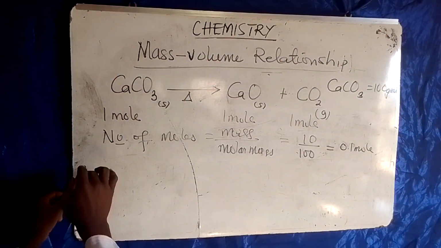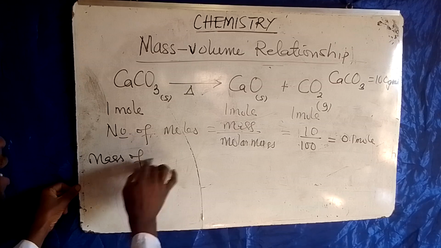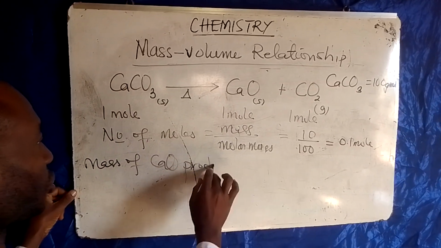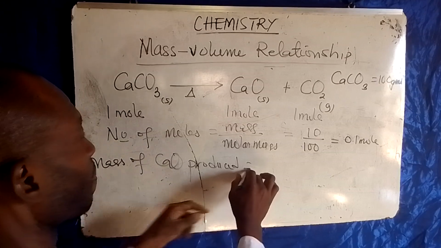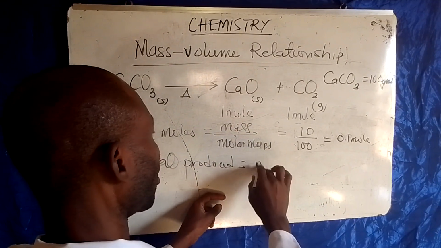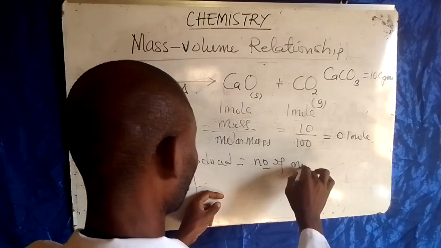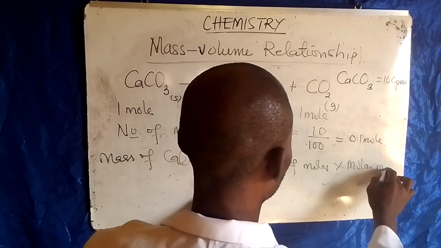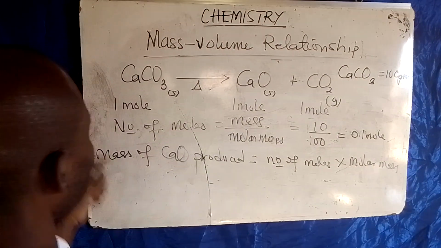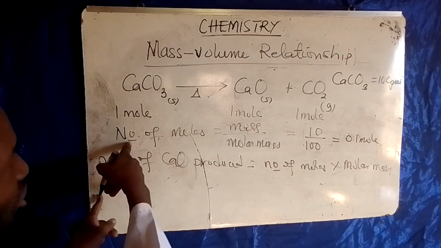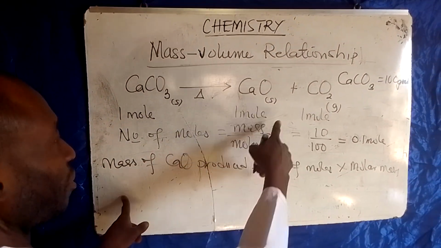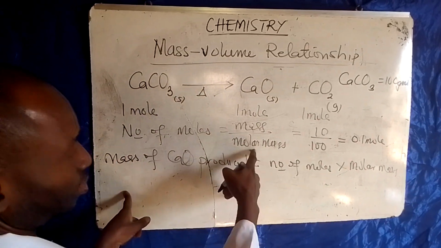You now say mass of calcium oxide produced will now be number of moles of calcium oxide times its what? Molar mass. Of course, you can see I am doing that from this relationship where I have number of moles equals to mass over molar mass. Therefore, mass will be equals to number of moles times molar mass.